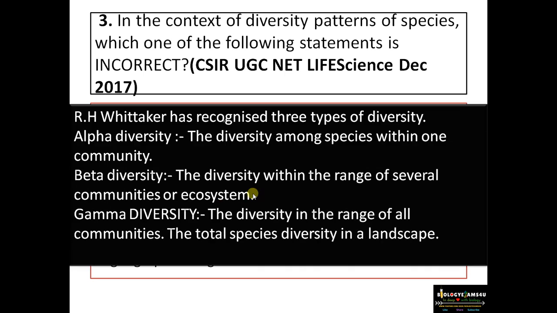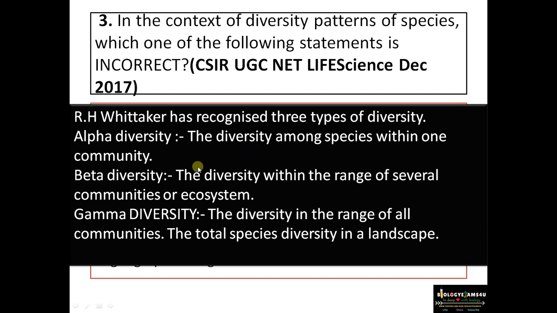Now let us see what alpha, beta and gamma diversity are. As per Whittaker, three types of diversity are recognized. Alpha diversity is the diversity of species within a community, within a habitat, within an ecosystem. Beta diversity is the diversity within a range of several communities, or between ecosystems. Gamma diversity is the diversity in a range of all communities, that is, within a geographical region.